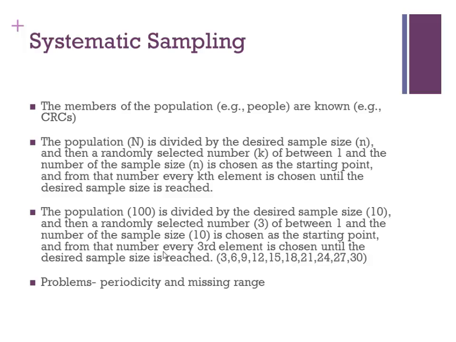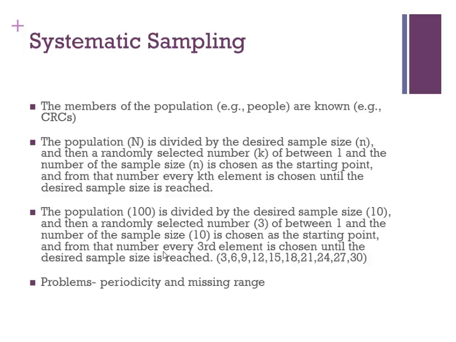It means if I want a sample of 10 from the known population of 100 CRCs in Kentucky, I would select a random number. So here's where the randomization comes in. I would select a random number between 1 and the size of my sample, which is 10. So let's say I randomly selected the number 3.